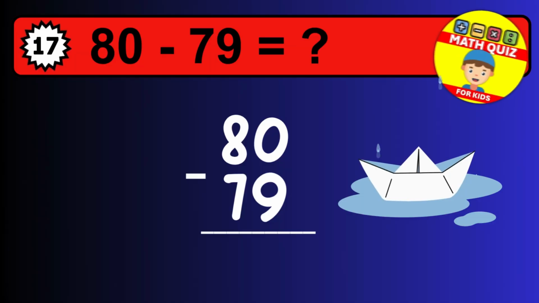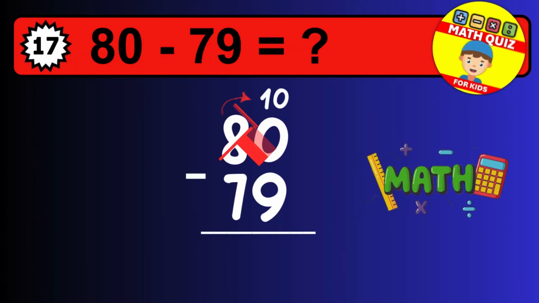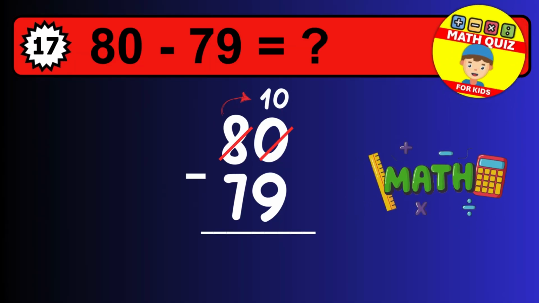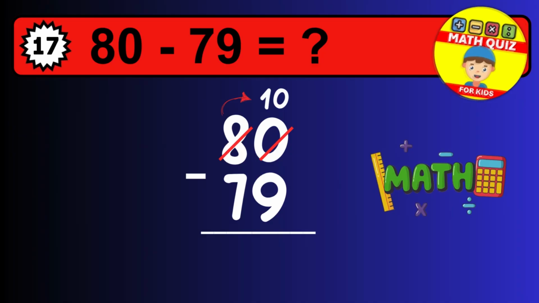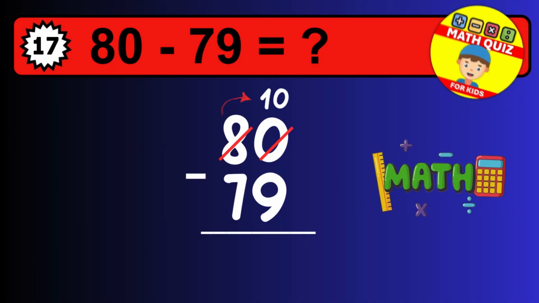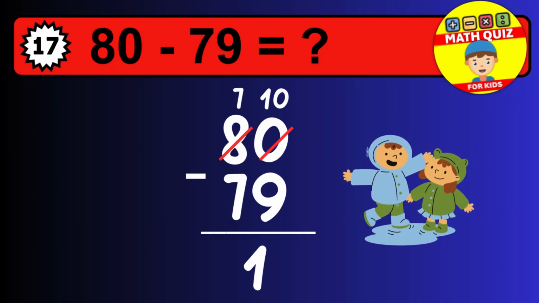Let's solve this step by step. We start with the units. 0 minus 9 is not possible, so we need to regroup. We take 1 10 from the tens column. Now we have 7 tens, and the units become 10.